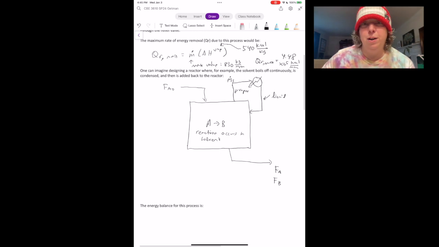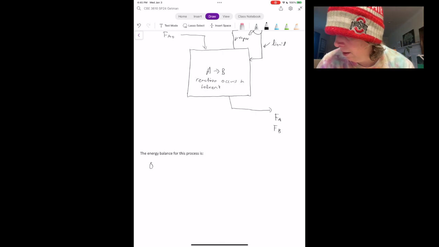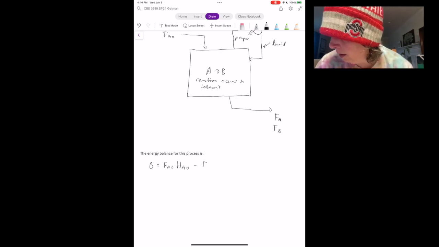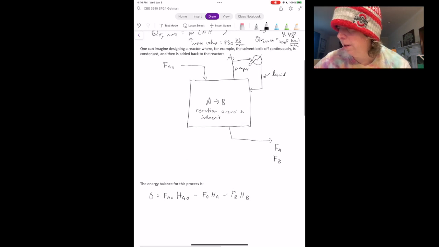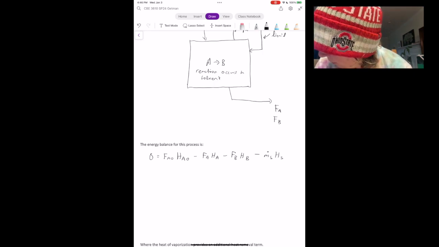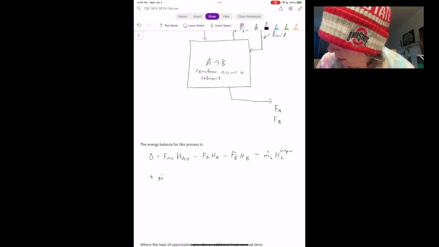And if we consider the case where there are no sensible heat changes for that solvent, we can write the energy balance there. So steady state energy balance, we have stuff coming in, FA0 HA0, minus stuff coming out, FA HA, minus FB HB. And then we need to take into account this circulation of the solvent. So leaving, we have m dot S, HS of the vapor. And then coming back in, we have m dot S, HS of the liquid.